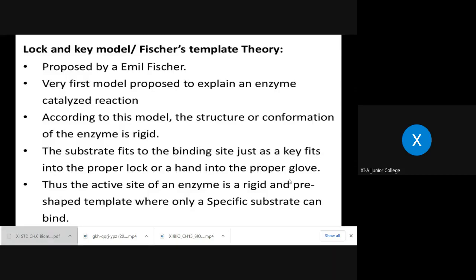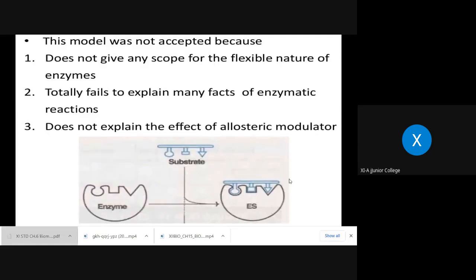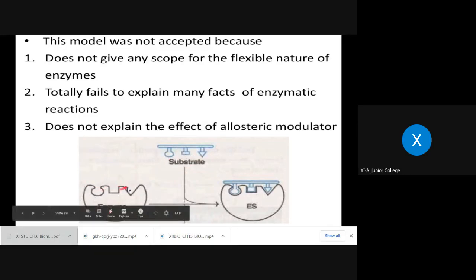Now, let me explain with the help of this diagram what this model explains about the active site of the enzyme. According to this model, that is the lock and key model, why is the name given as lock and key? Any key cannot open any lock, isn't it? For a lock, a key is also fixed.